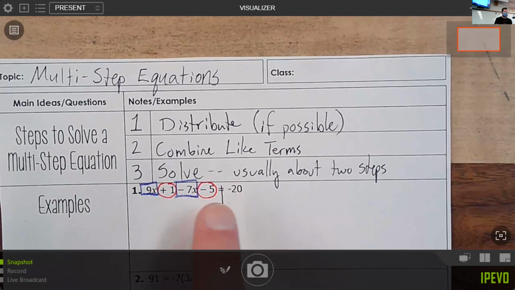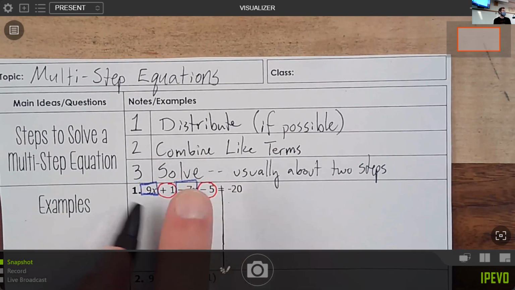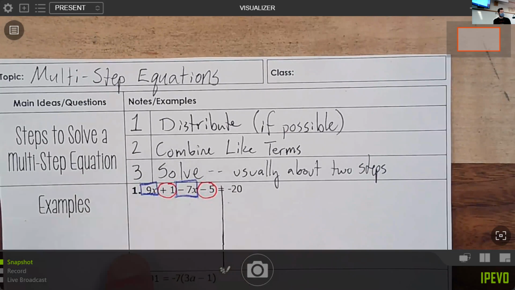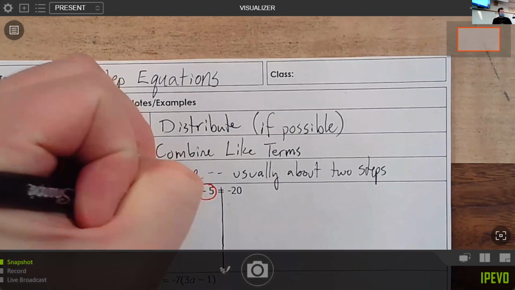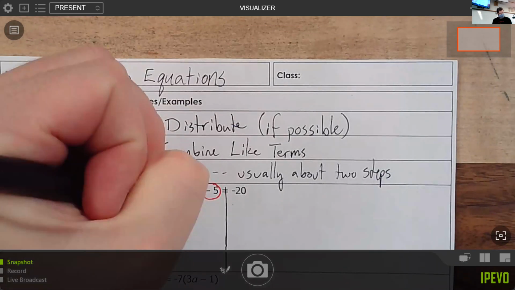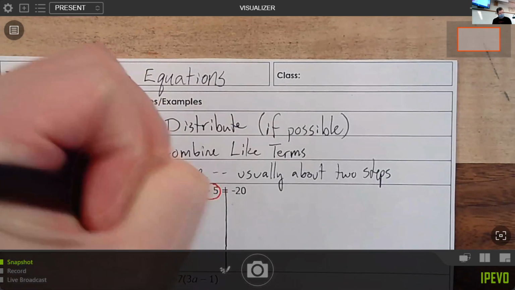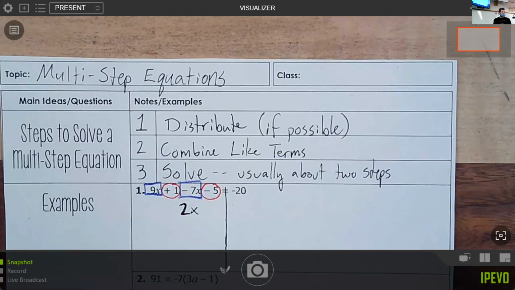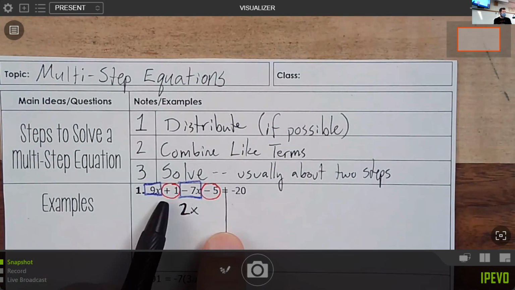2x, yeah, because all we do, remember, is we keep the variable, we're subtracting the numbers. 9 minus 7 is 2. And we have our variable x. Now the other one is a 1 minus 5.